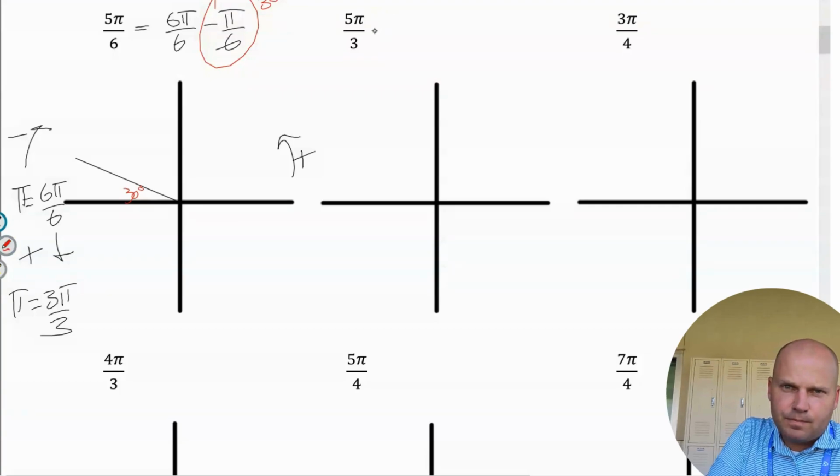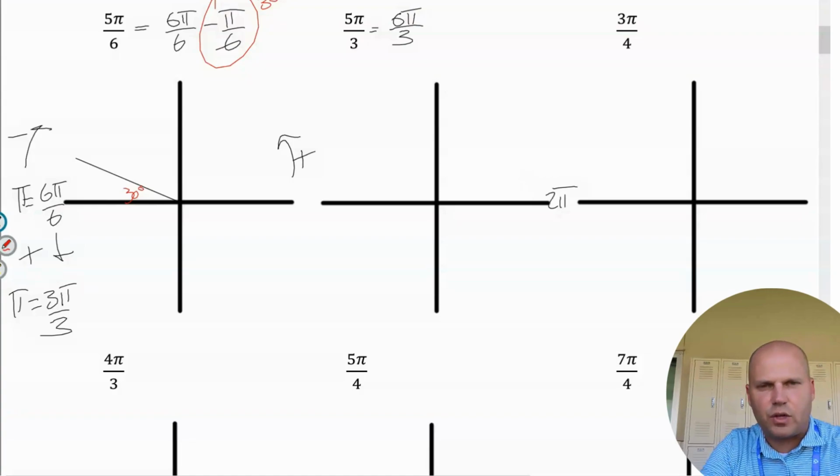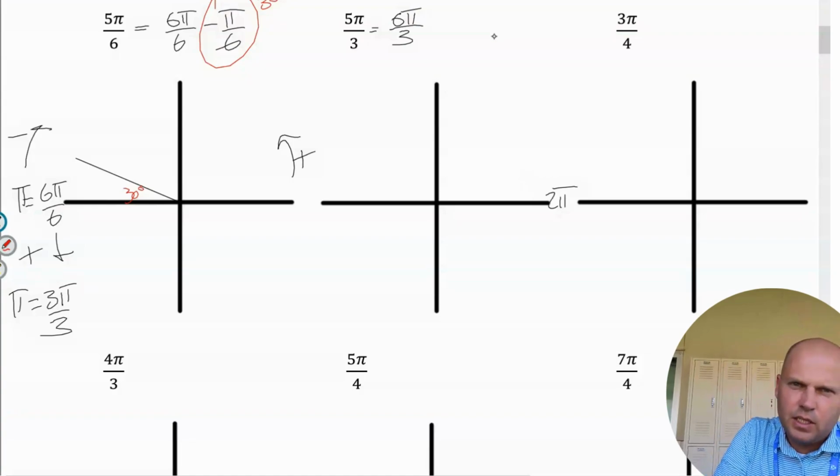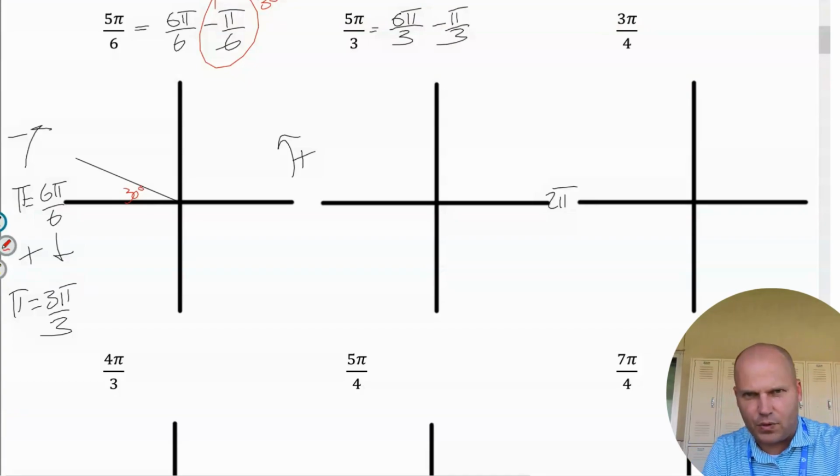5 pi over 3. Is that close to pi? It can be. You could say it's pi plus 2 pi over 3, but it's closer to 2 pi, which is 6 pi over 3, which is around the entire circle. 6 pi over 3 minus a pi over 3 is 5 pi over 3.